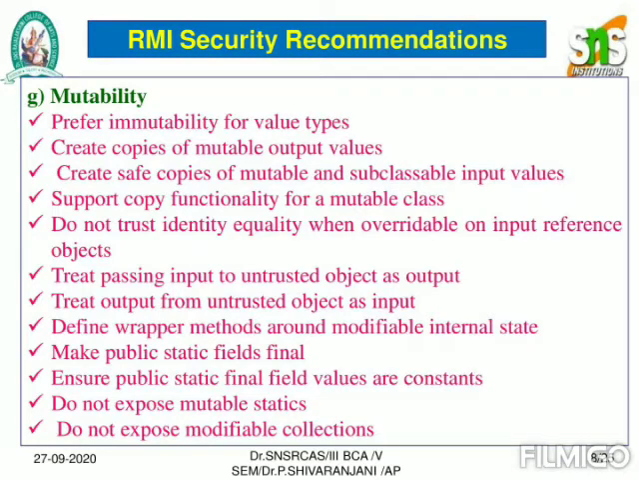Create a copy of mutable output values. Create a safe copy of your mutable and subclassable input values. Then you have to support copy functionality for the mutable class. Do not trust identity equality when overridable on interface reference objects. Treat passing input to the untrusted object as an output. You have to treat your output from the untrusted object as an input. Define wrapper methods around your modifiable internal state. Make a public static field final. Ensure the public static final field values are constant. Do not expose mutable statics, and also do not expose your modifiable collections.